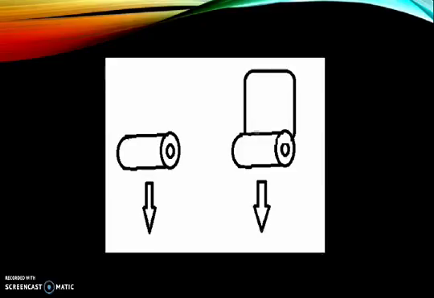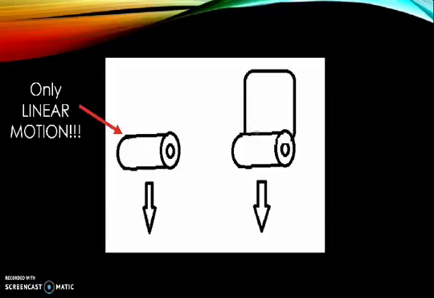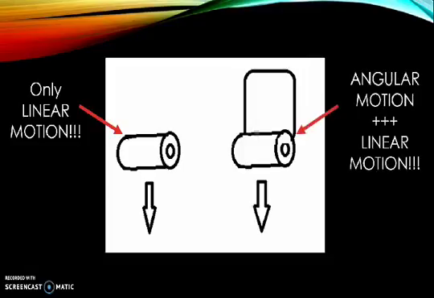But why was that? That's because that one had only linear motion. So it had to convert the gravitational potential energy only into linear velocity. However, the one being unrolled had angular motion plus linear motion. This is because it was unrolling. So it had to convert the energy it initially had into angular energy and linear energy.